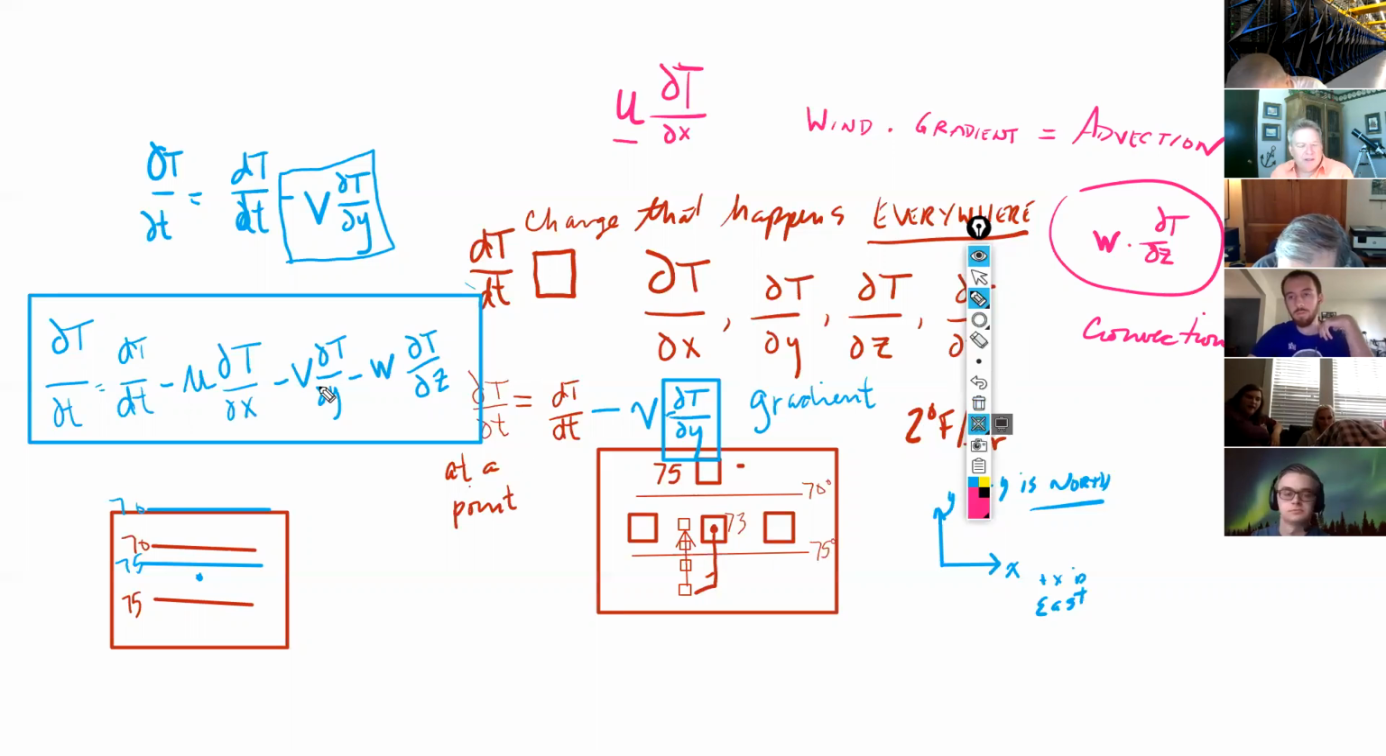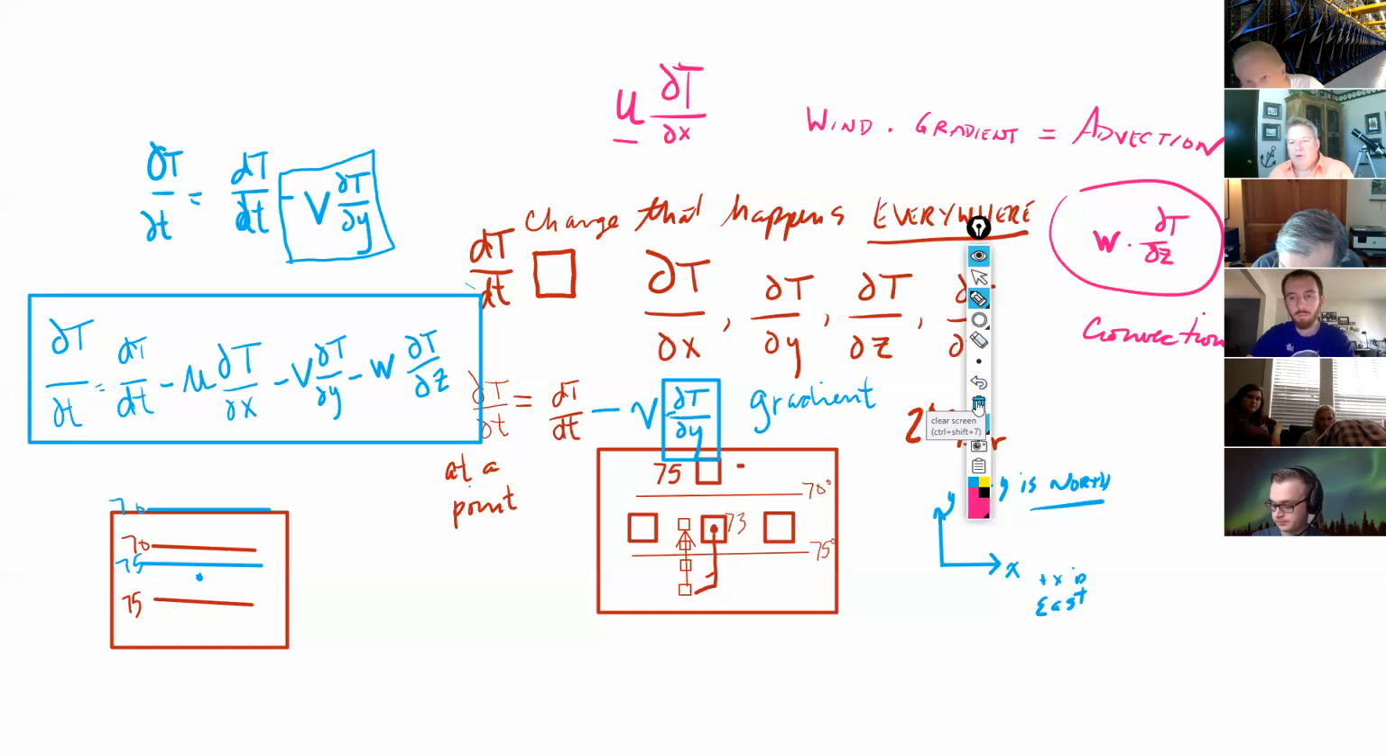Anybody else want to deal with this, or are we good to go on? Obviously, this is all on video, so you can go back. Anyone? Last chance. I'm going to delete. For advection, that can be both in the X and Y direction. Correct. One of them would be zonal advection, one of them would be meridional advection. And for vertical, it's just convection. That's what we really refer to.